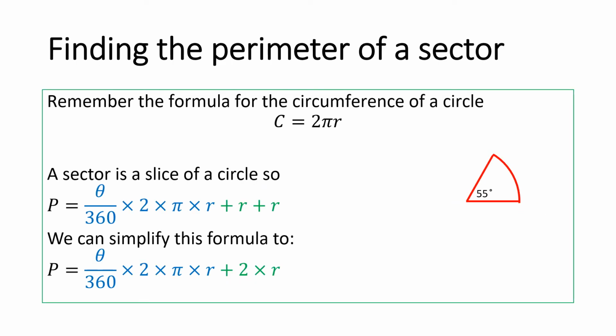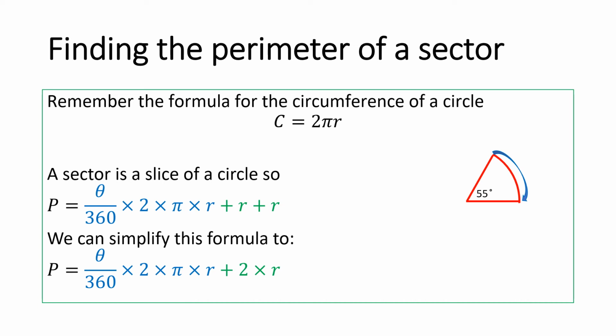So when we calculate the perimeter of a sector, once again, we're using the formula for the circumference of a circle, C equals 2 pi r. But this time, like with the arc length, we're using theta over 360 times 2 times pi times r plus r plus r. So you'll see in blue, that is the same formula that we used for the arc length.